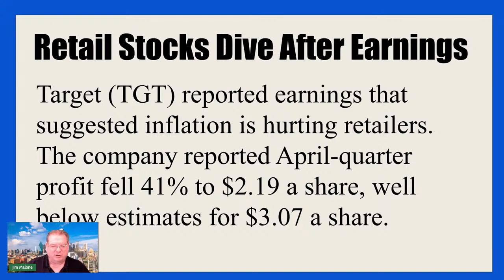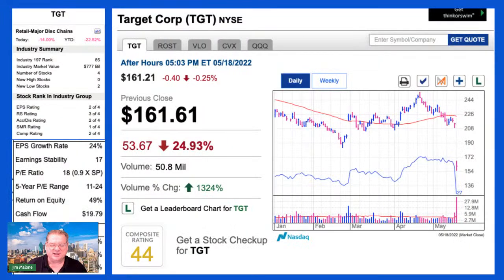They report tomorrow, but Target today had earnings that basically suggested that retailers are getting really hurt by inflation. People are just cutting back. In the April quarter, the profit fell 41%, which is pretty amazing for Target. Target is one of the best companies out there, and yet they are suffering. So this is kind of what is going on. What is going on in the world?